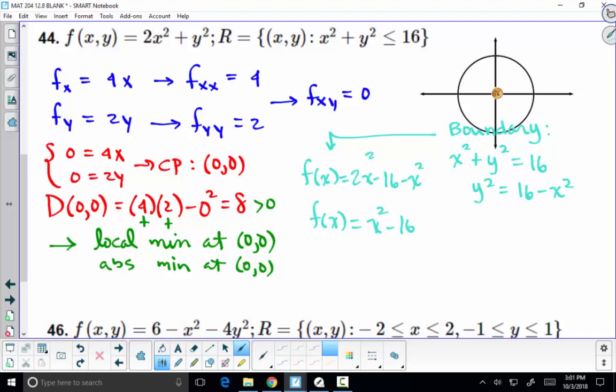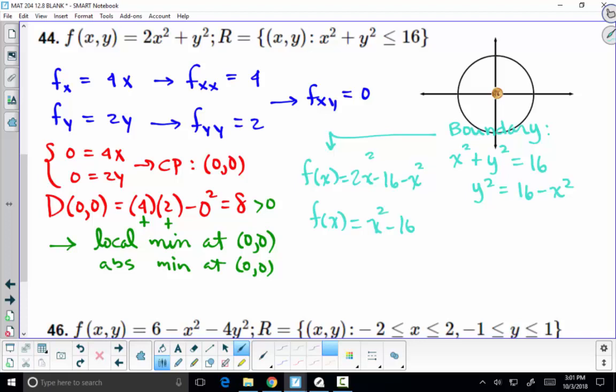So if you are here or here, x is equal to 0, so your z value at those 2 points is 4 and negative 4. So those are where x is equal to 0.